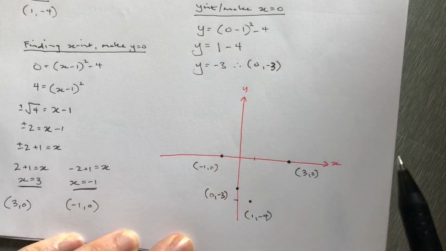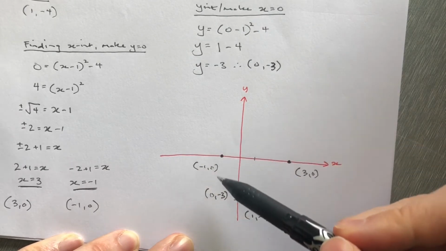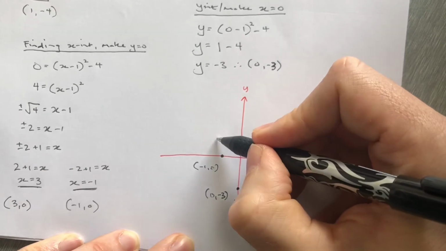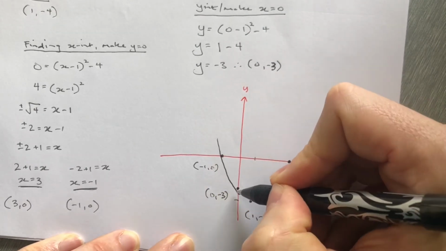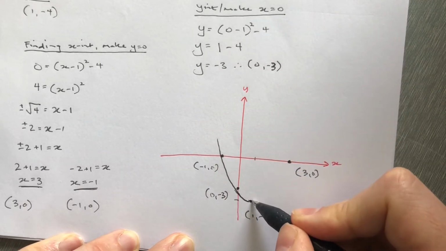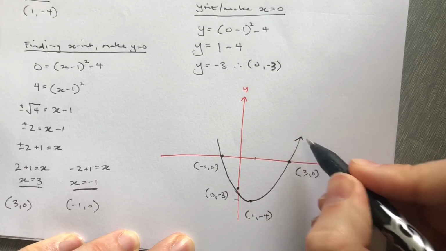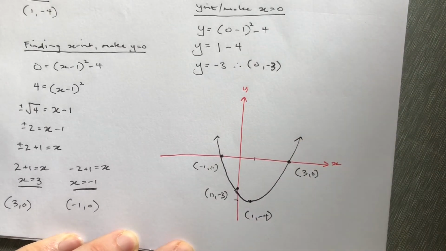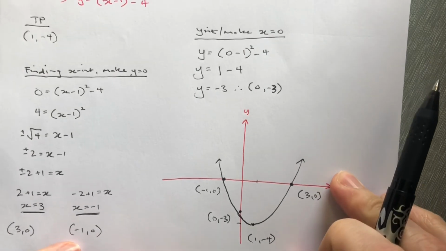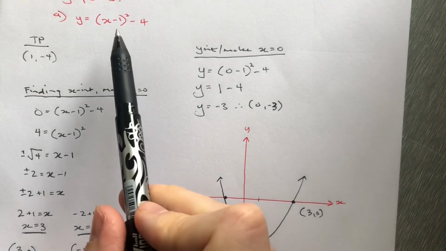And the shape, because it's not reflected, should be like that. So what we're really doing here is just following the dots. Oops, I should have gone through that point. There we go. So that's what our parabola looks like that has that rule just there.